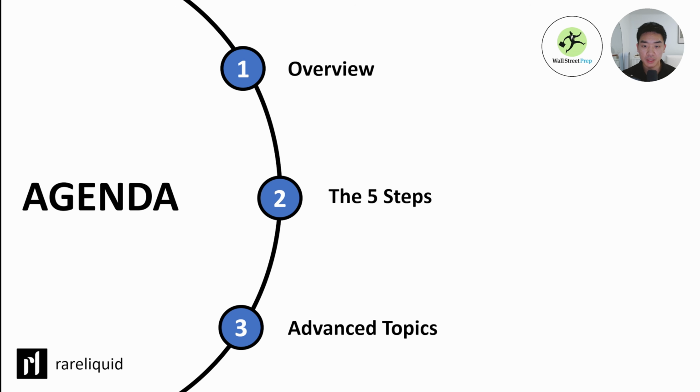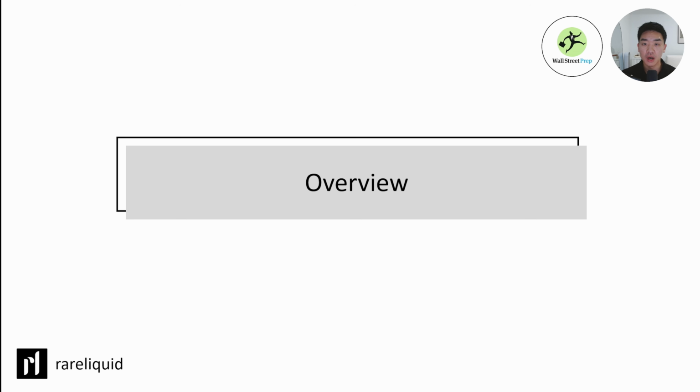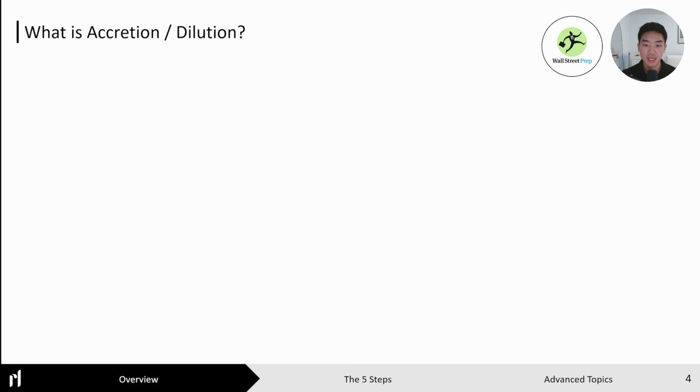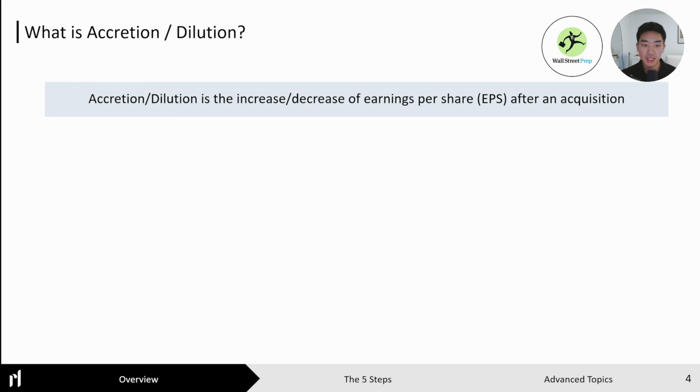So today we're going to be first going over an overview of what accretion dilution is. So very simply, it involves an analysis that compares the increase or decrease of earnings per share after an acquisition.